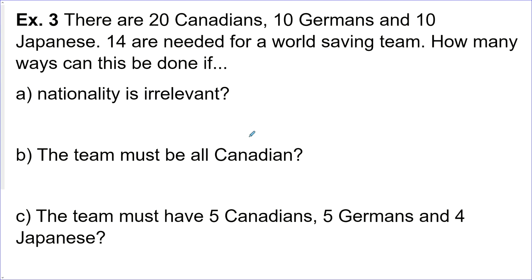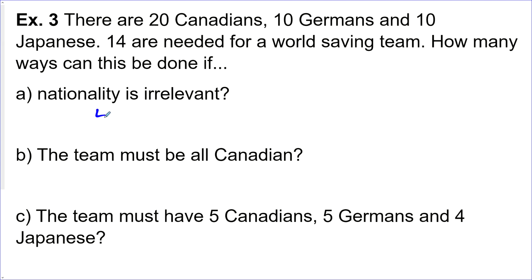There are 20 Canadians, 10 Germans, and 10 Japanese. 14 are needed for a world-saving team. How many ways can this be done if nationality is irrelevant? Now, I don't want to draw this out because drawing 40 dashes and 40 different letters is going to be kind of a painful experience. So I'm just going to do this without drawing it.